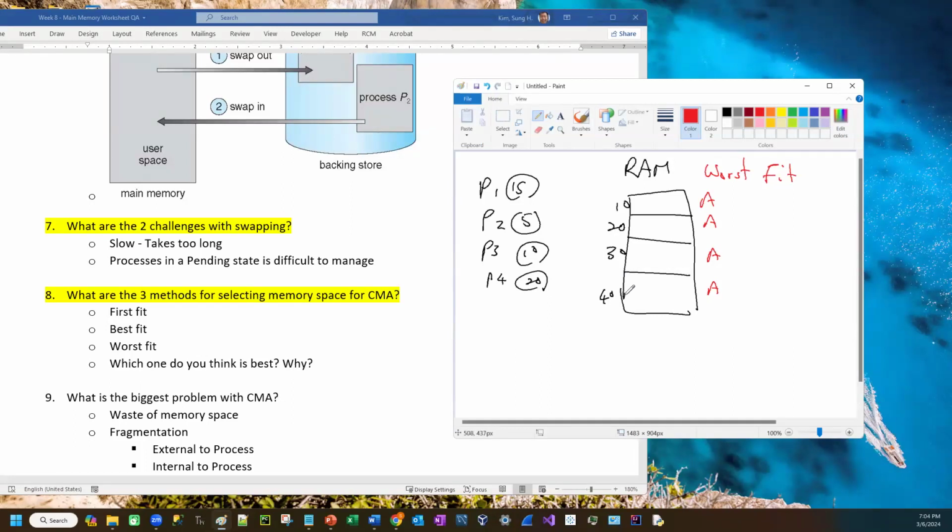Why? Because if I take here, maybe I'm going to take this much space, 15. So P1, that's 15. What's left over here is 25 space, right? So that one's done. Now when P2 comes in, I need a 5. So I'm going to start scanning from the top. The smallest one that I see is the top one.